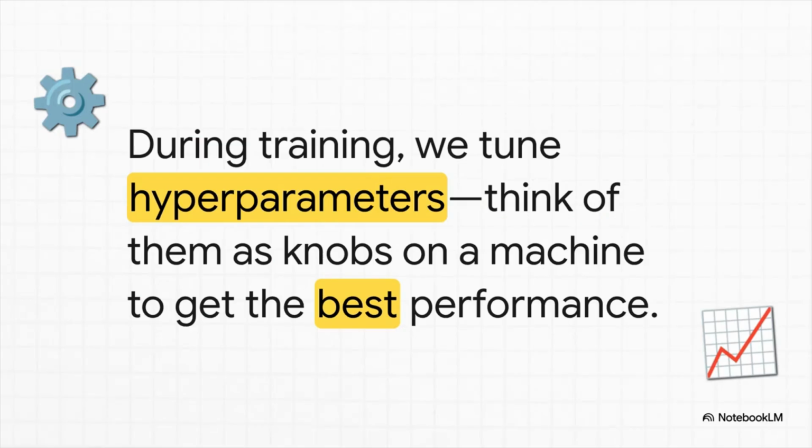Now, during that training phase, we're not just feeding the model data, we're also fine-tuning its settings. These are called hyperparameters, and you can just think of them as the knobs on a machine. We're carefully adjusting these knobs to find the perfect combination that gives us the absolute best performance.